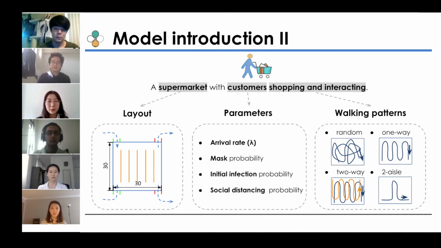For the customers, we set 4 parameters based on what we want to do research on: the arrival rate, representing the frequency of customers' arrival; the mask probability, relating to the probability of getting infected; the initial infection probability, deciding how many people are infected at the beginning; the social distancing probability, deciding how strictly people observe the social distancing policy.